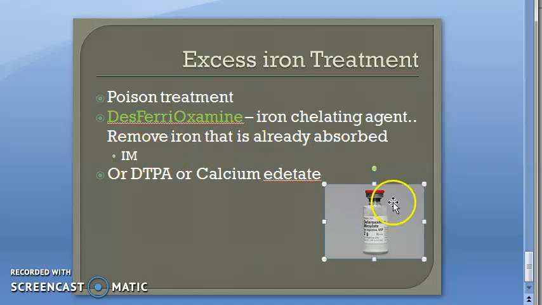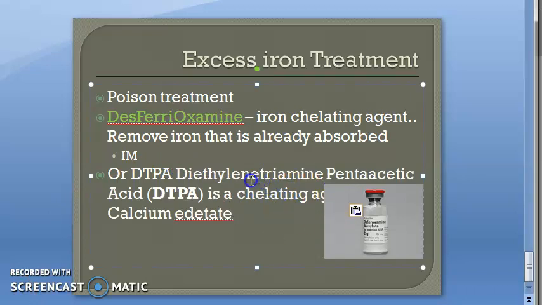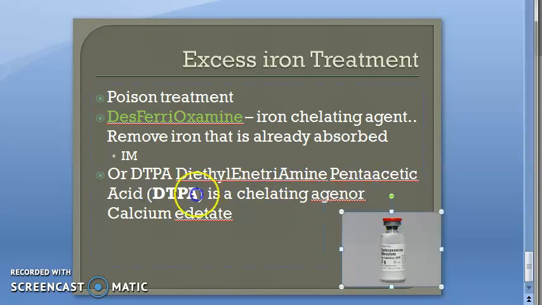Okay. So this is actually given IM again. Otherwise you can give calcium edetate, DTPA. This is also a chelating agent actually, DTPA, that is diethylenetriamine pentaacetic acid. Okay, it's a chelating agent. Or you can give calcium edetate. All these to treat excess iron. If you leave excess iron, what will happen guys? Hemosiderosis, hemochromatosis, etc. These are all damaging.